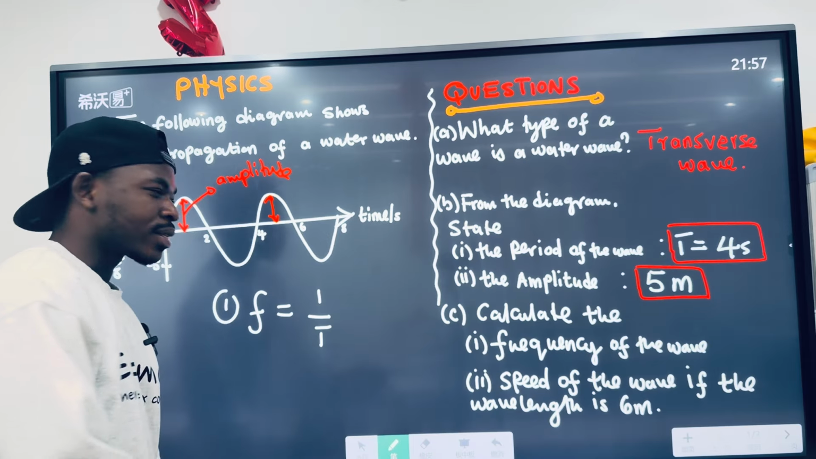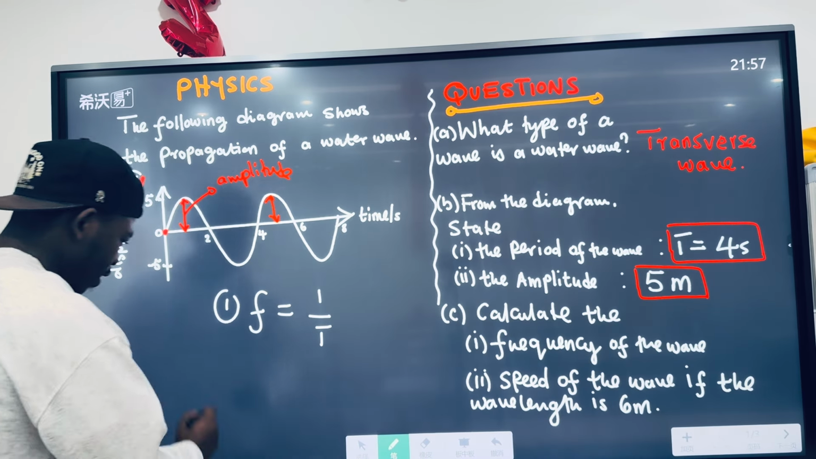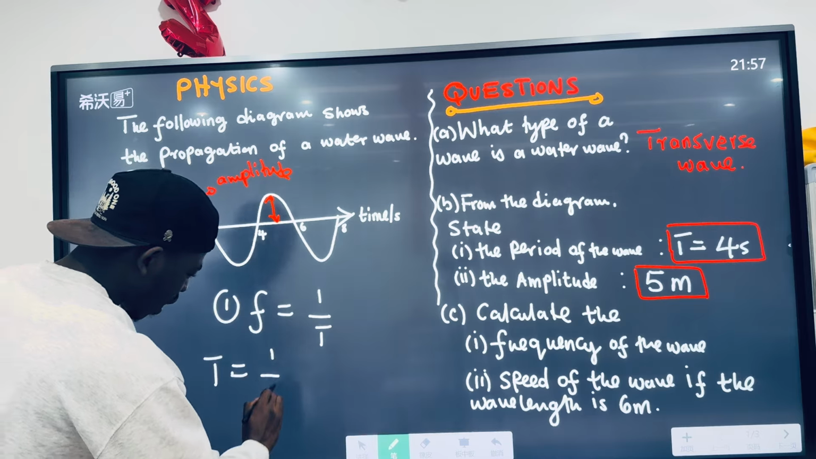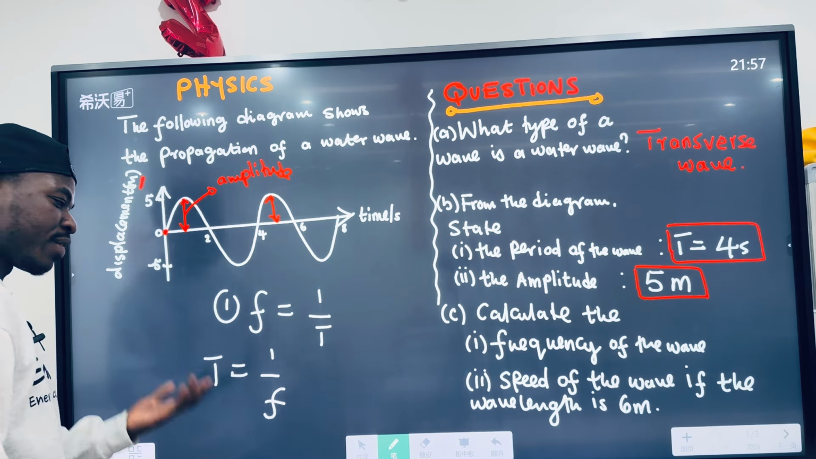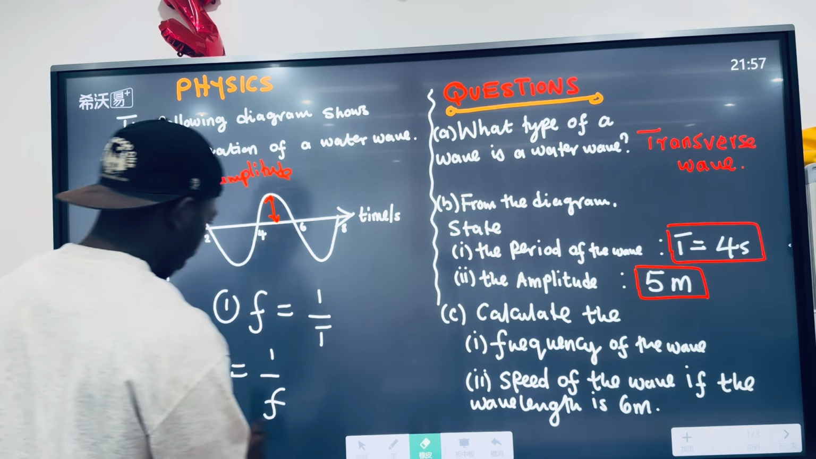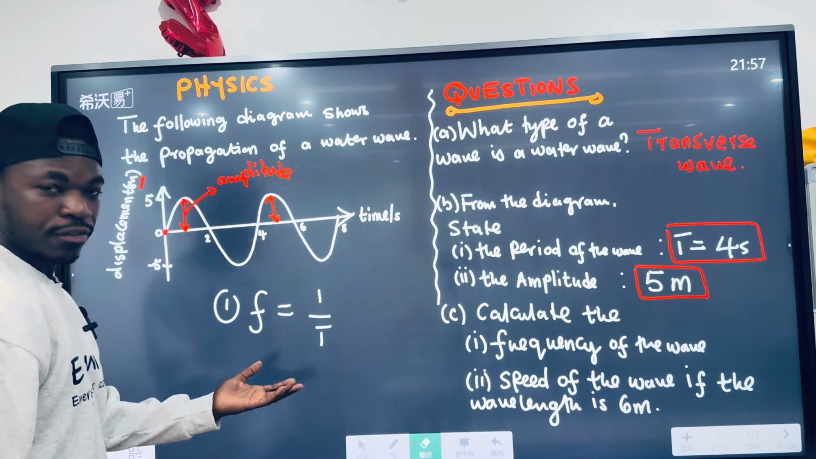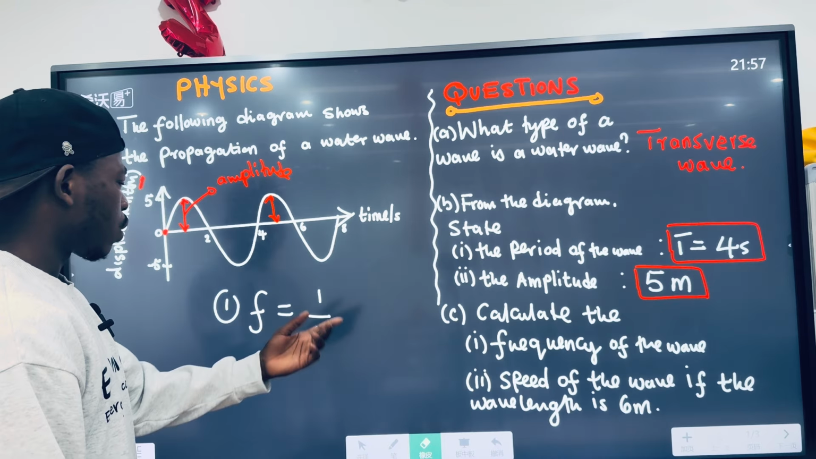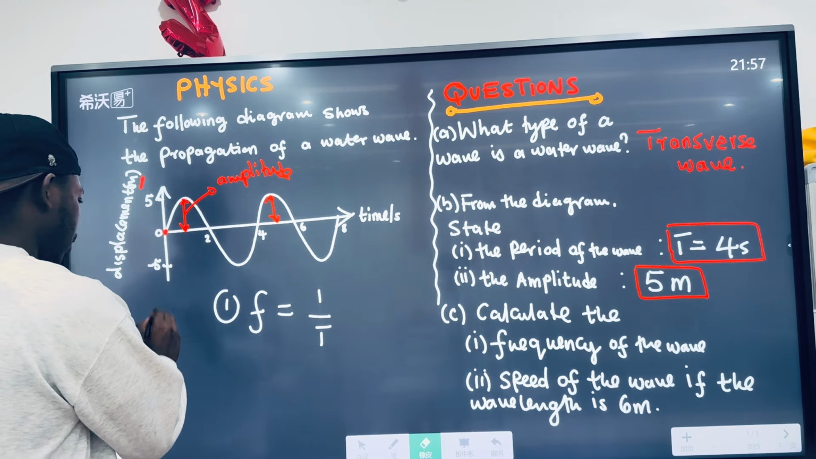If you have the frequency, to find the period, it's the same thing. You say period is also equal to 1 over frequency. They are inversely related to each other. So this is how we find the frequency. Frequency is basically equal to 1 over period. So this is part C now.